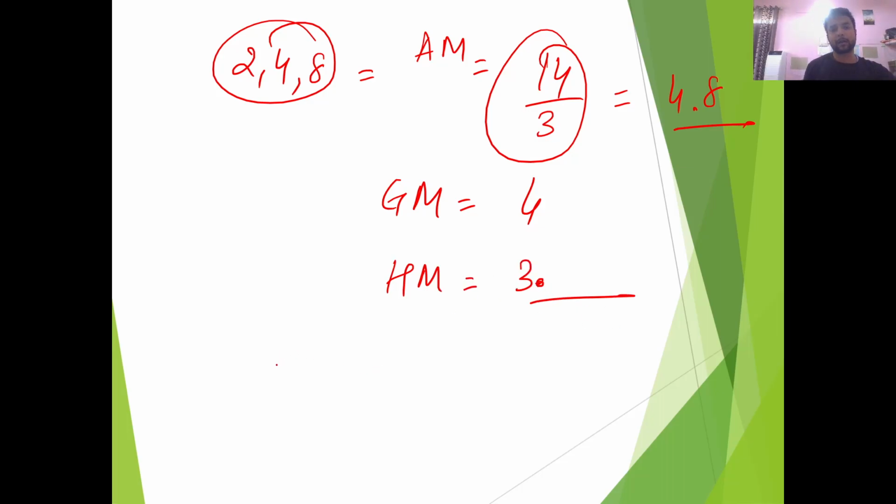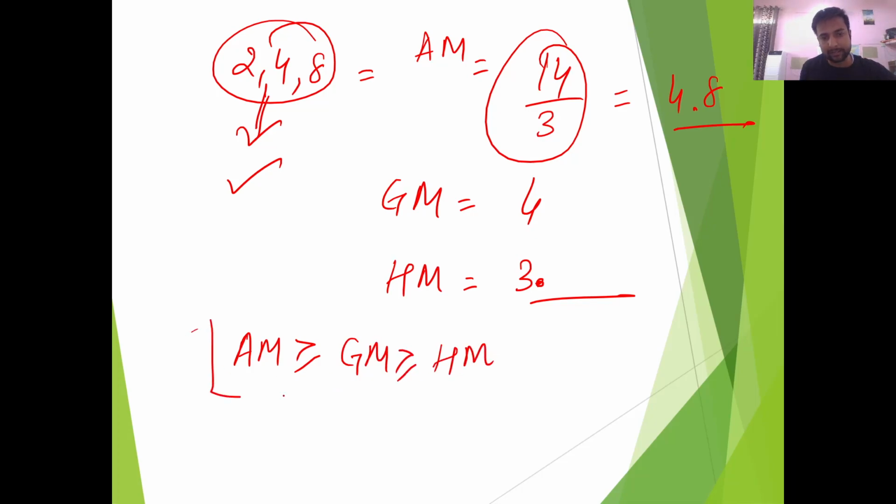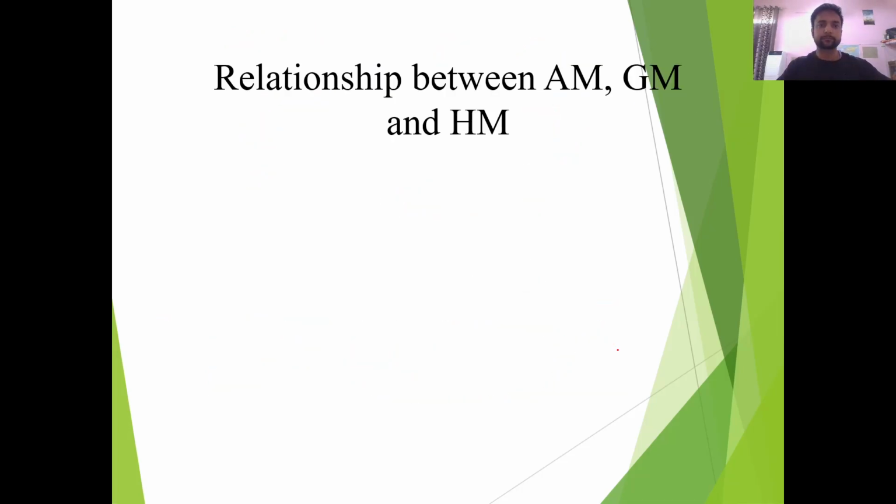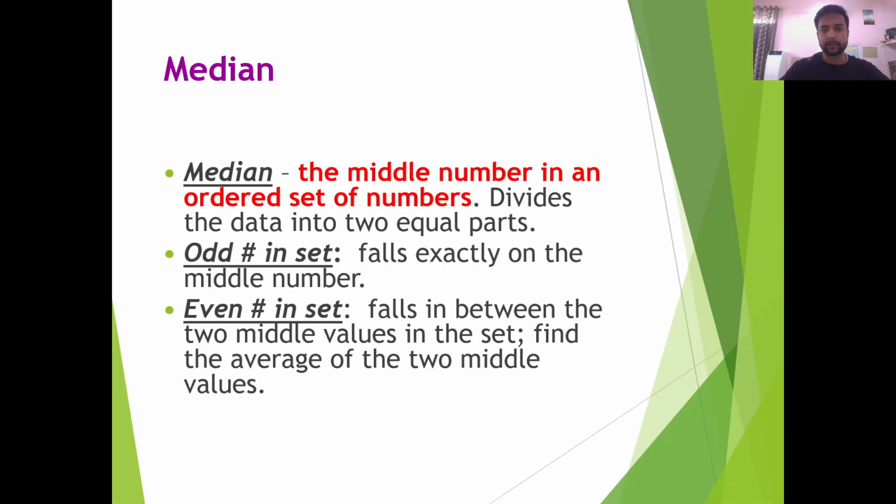So what we have got now is that for the same set of data, the arithmetic mean will be greater than or equal to the geometric mean, and that will be greater than the harmonic mean. That is a relation that is quite important for us. Now we'll be discussing the relationship. I have already discussed that.